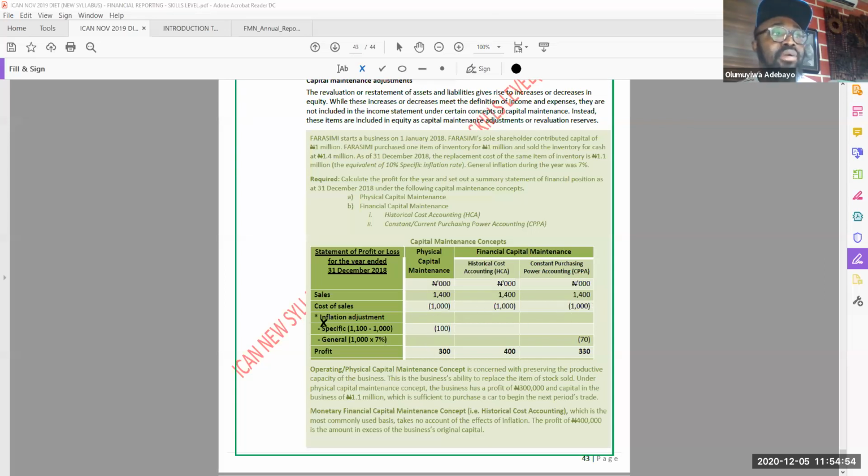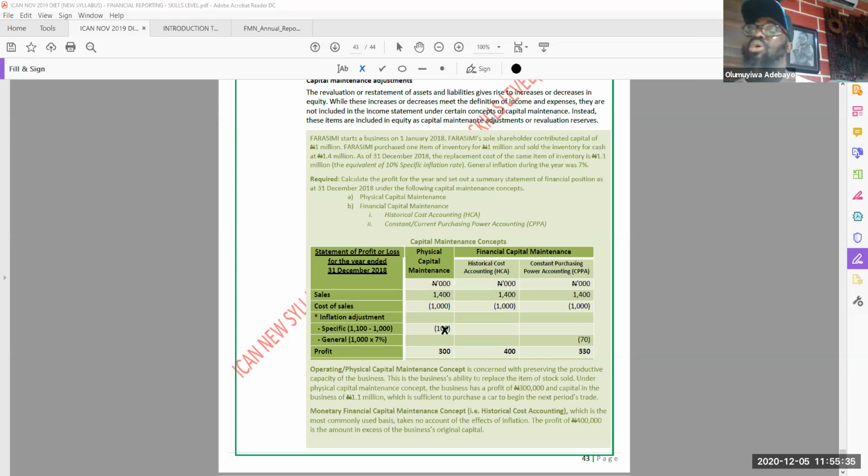Now, do you require inflation adjustment? Is a function of which methodology? Now, for historical cost, there's no inflation adjustment based on this principle. But for the physical concept of capital maintenance, as at the time you are selling the item, if you are to replace that item, you'll have bought it for 1.1. But luckily, you bought it some time ago at 1 million, which means you are not saying, forget about how much I bought it before. If I'm to buy it now to sell, I will have bought it at 1.1. Therefore, the market has moved by how much? 100 naira. Therefore, you adjust for this 100 naira.